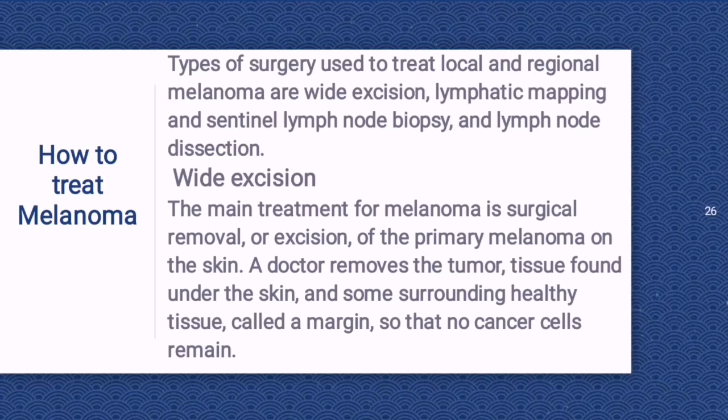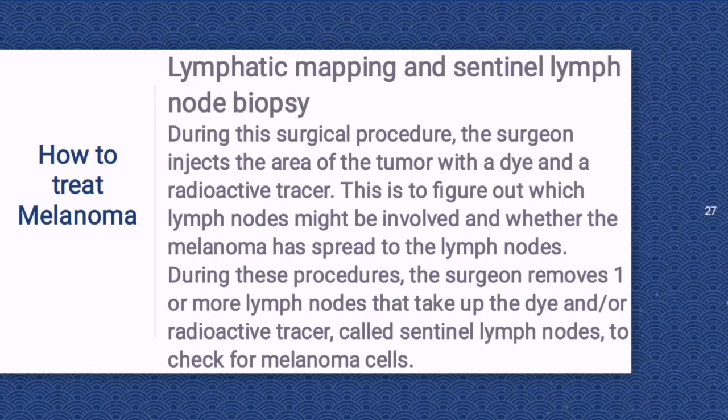So, how do we treat melanoma? Types of surgery used to treat local and regional melanoma are wide excision, lymphatic mapping and sentinel lymph node biopsy, and lymph node dissection. First is the wide excision. The main treatment for melanoma is surgical removal or excision of the primary melanoma on the skin. A doctor removes the tumor, tissue found under the skin, and some surrounding healthy tissue called a margin so that no cancer cells remain.